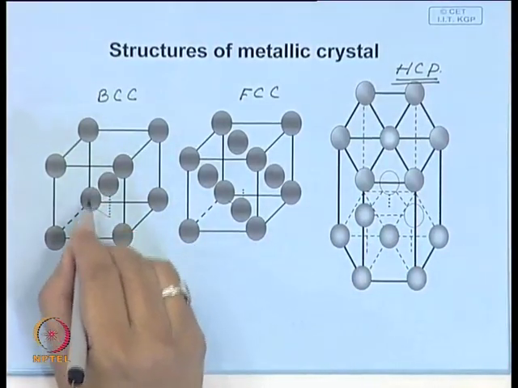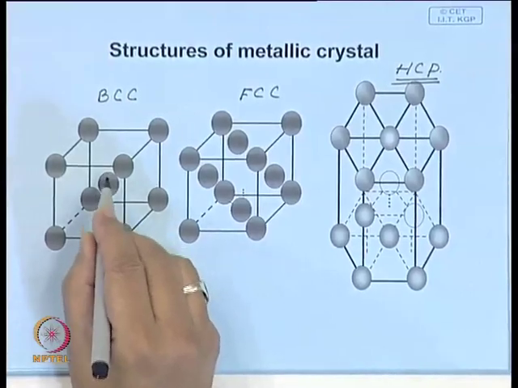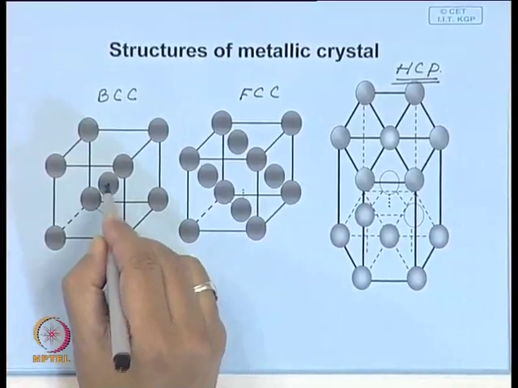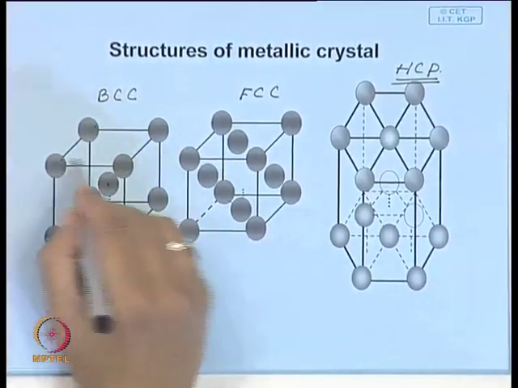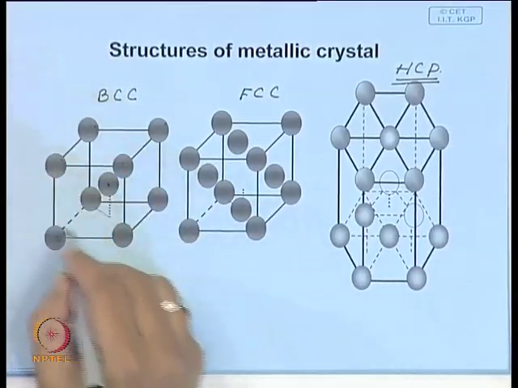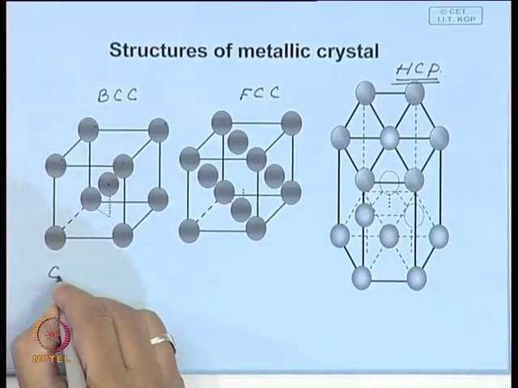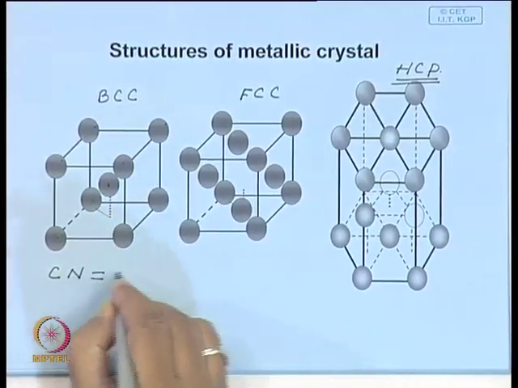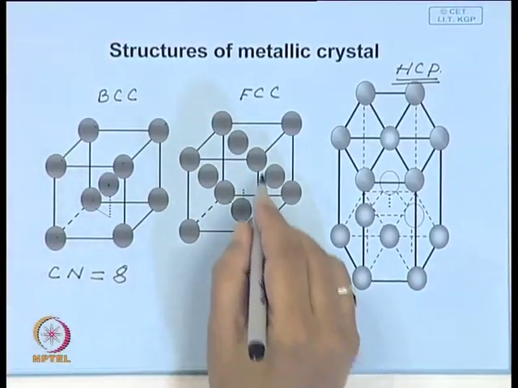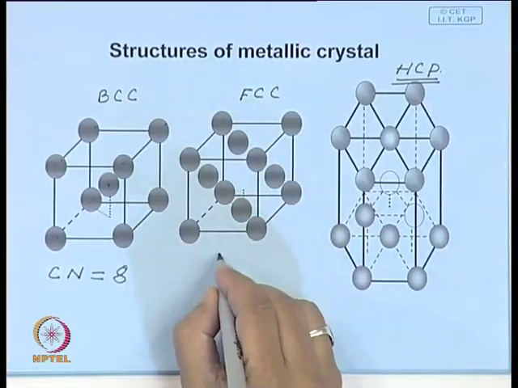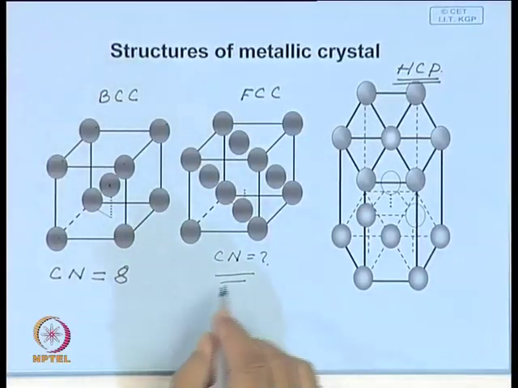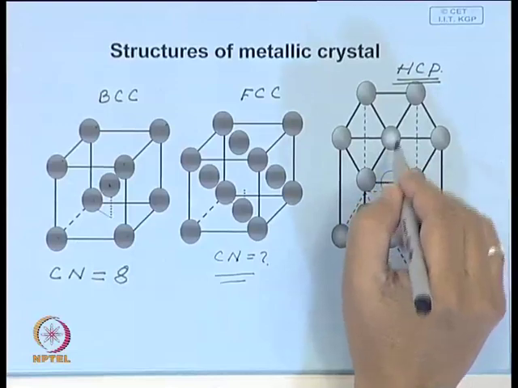Now, it will be good to look at the number of nearest neighbors, say in the case of a BCC lattice. Look at this: the number of nearest neighbors is 1, 2, 3, 4 on the top, 4 at the bottom. We call this number of nearest neighbors the coordination number, and this is 8. For the other structure it is a little difficult to find the coordination number from this view. We will try and look at it a little later, but here it is relatively easy.